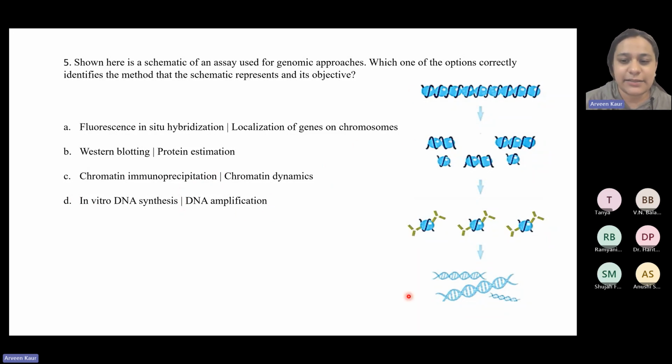So this is a very similar schematic to what we have already discussed. Not wasting much time, I'm going to the answer, which is chromatin immunoprecipitation, which is basically used to study the dynamics of chromatins, right?